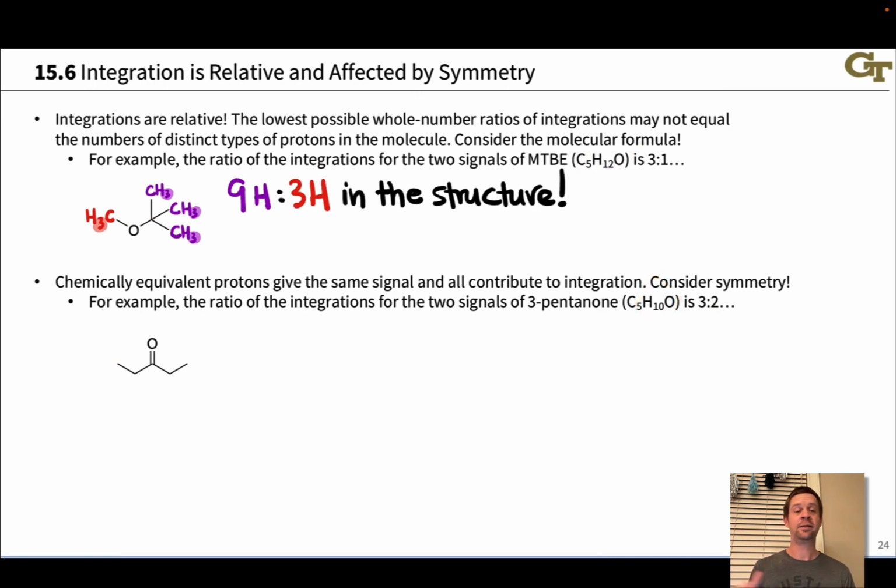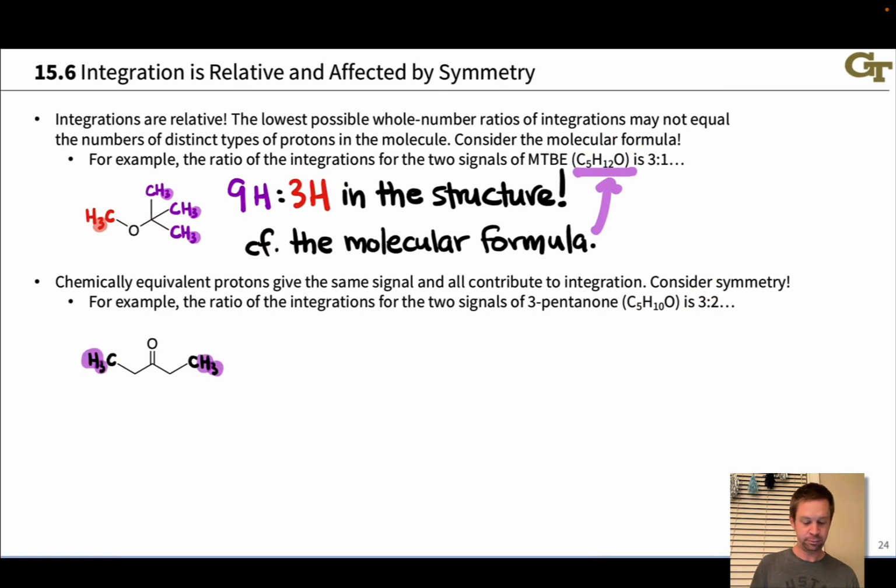We can rationalize this by looking at the molecular structure and saying, okay, I have 2 CH3s on the outside, and those 2 CH3s are chemically equivalent. In fact, they're homotopic. I can turn this molecule over, and that would exchange the 2 CH3 groups via a rotational axis of symmetry. So these 2 CH3s are homotopic. They'll give one signal. That's 6 hydrogens associated with these purple hydrogens here.